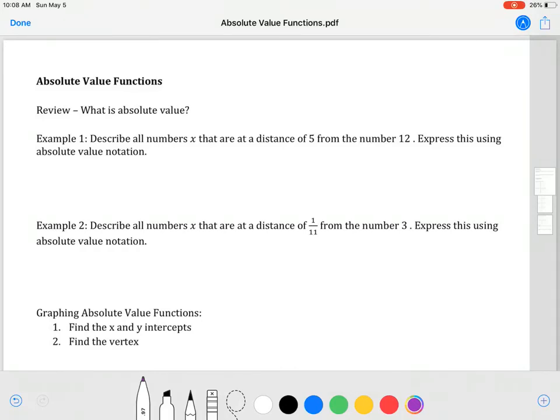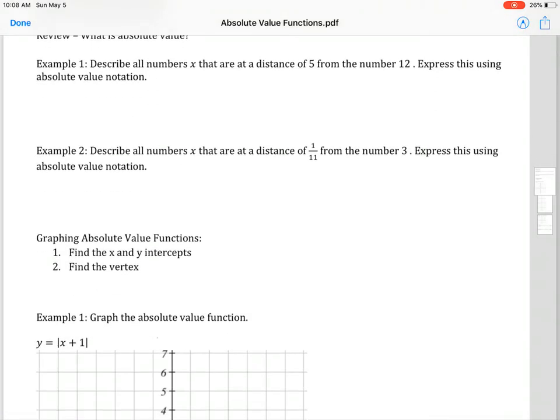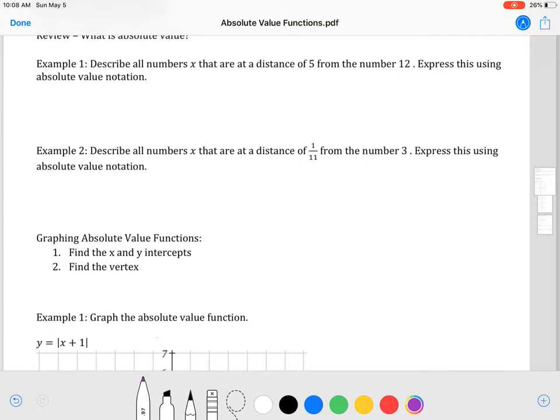So in this video, we're going to talk about absolute value functions. And in the first two examples, we're just going to review what absolute value means. Remember, absolute value tells us the distance from 0 typically. So when I tell you to find the absolute value of -6, what I'm doing is asking you to find the difference between 0 and -6, or another way I can say it is the difference between -6 and 0. But either way, that distance is going to be 6.